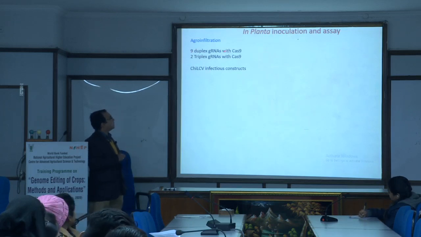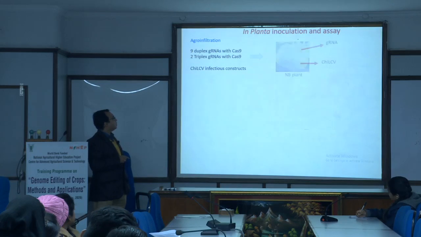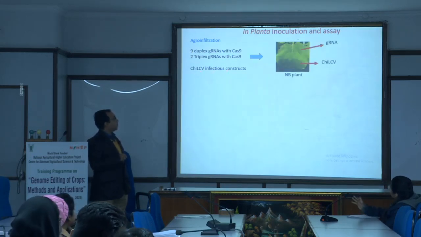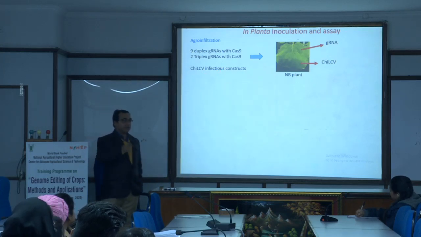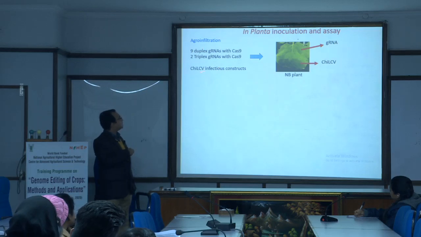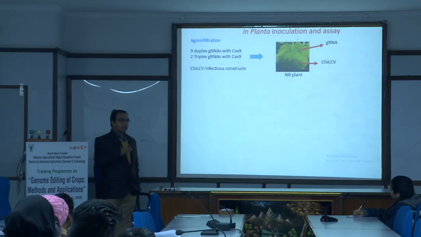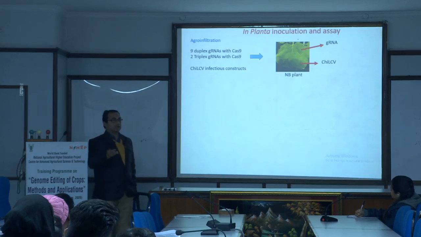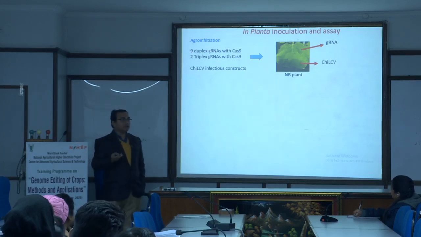So, these 9 duplex gRNA with Cas9 and 2 triplex gRNA with Cas9 were inoculated along with the chili leaf curl infectious construct, but we did it in a spatially different way, because this is a DNA construct. If we directly mix them together and add, at the plasmid level it will cut. So, we will not be able to know whether it is cutting in the replicating virus or not.